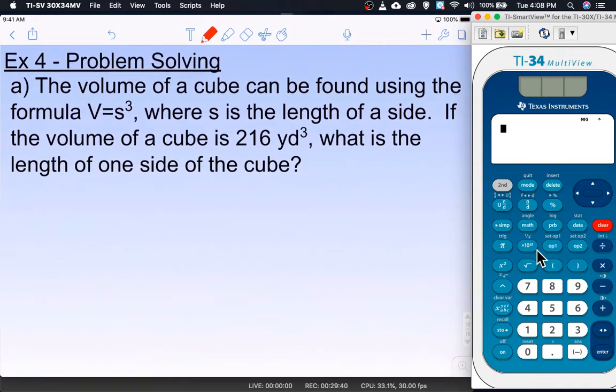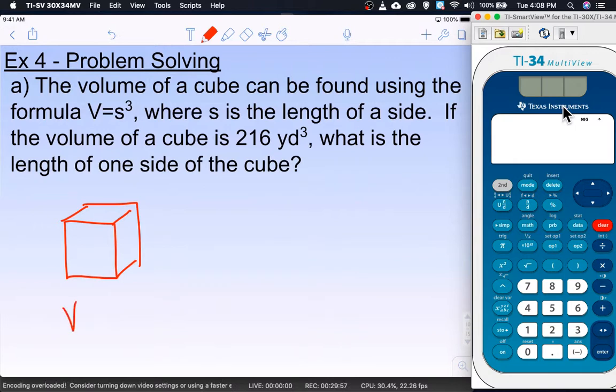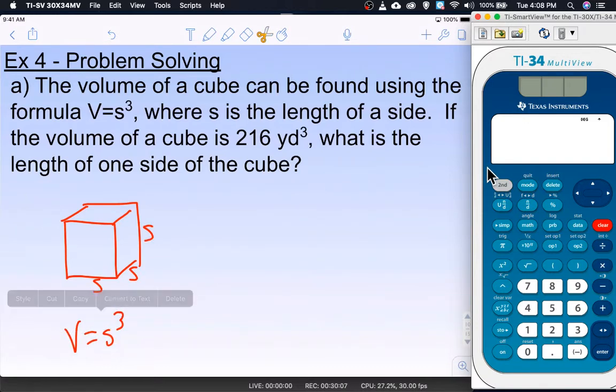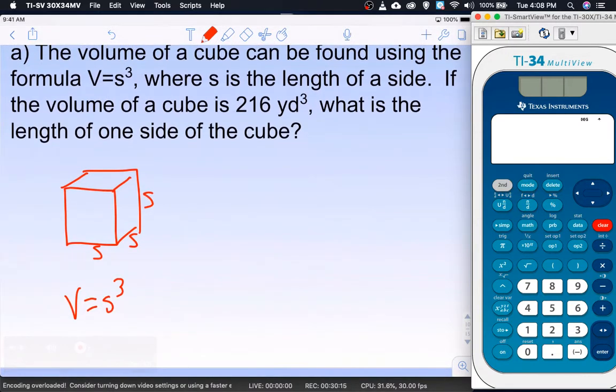Problem solving. A couple little problem solving and we are done. So it says here, the volume of a cube. Cube, draw square, line, line, line. The volume of a cube can be found using the formula V equals S cubed, where S is the length of a side. So each side of this is S. All right. If the volume of a cube is 216, what is the length of one side?